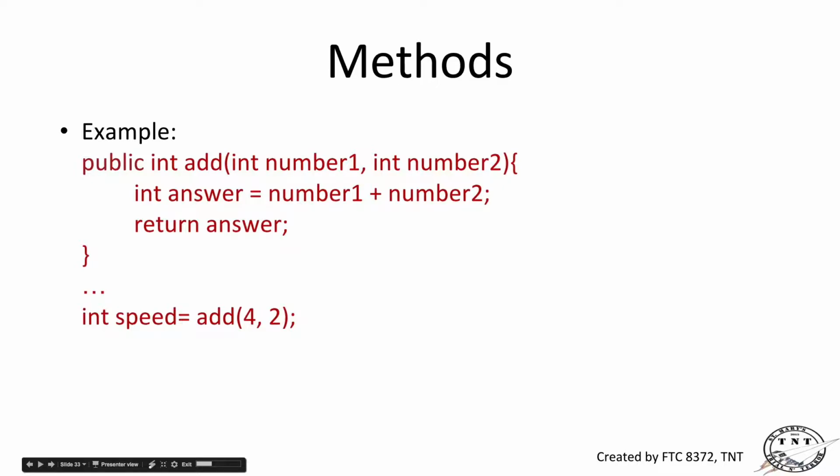So later on, I can say, okay, int speed equals add 4 and 2. What would happen is when I say add 4, 2, it goes back to that chunk of code and replaces number 1 with 4 and number 2 with 2 and gives me the answer. So I would basically be saying int speed equals 6.